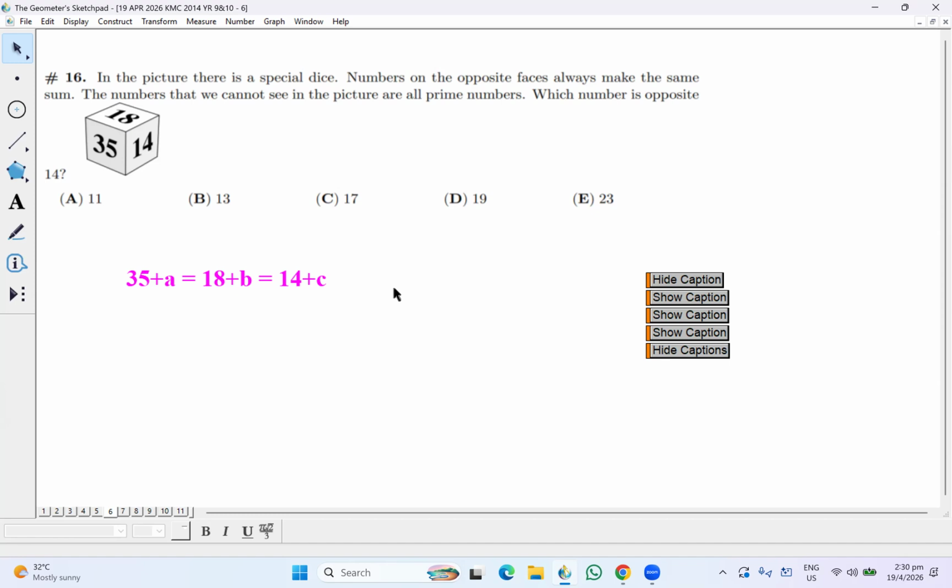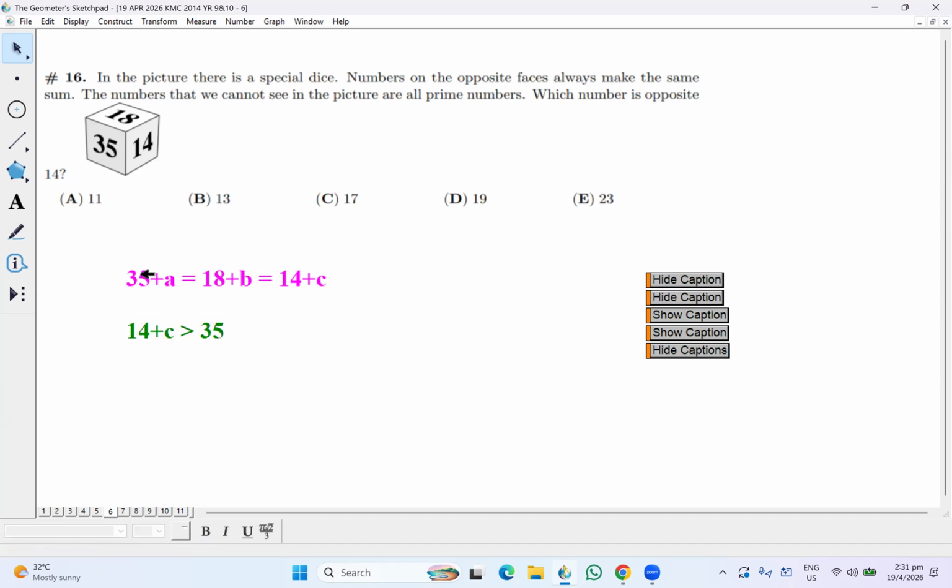So we cannot solve because there are three unknowns. So what is the trick inside this question? Once in a while, we see this kind of question where you cannot solve, but you have to make use of the answer given. Okay. So how do we make use of the answer given?